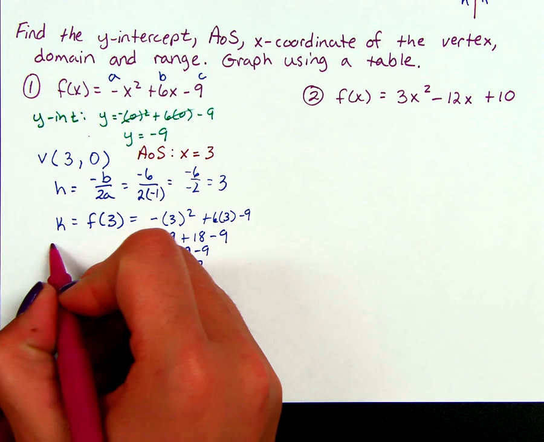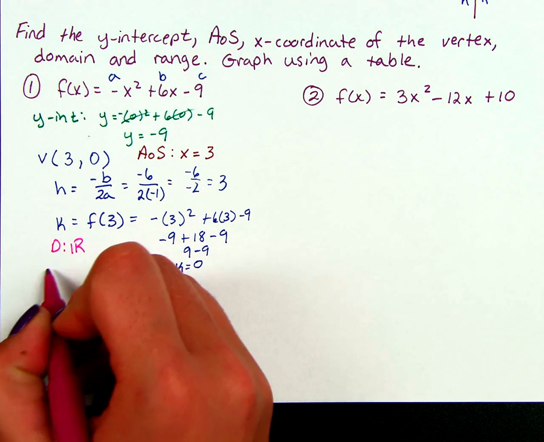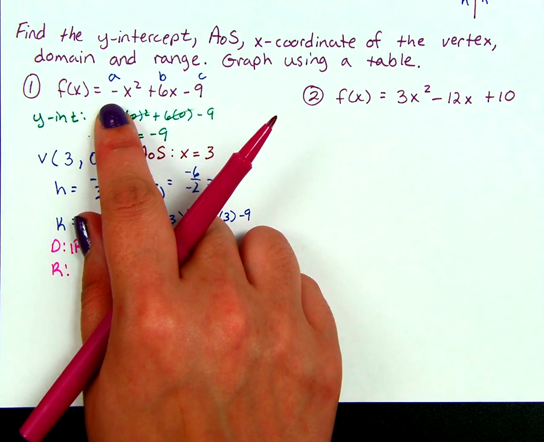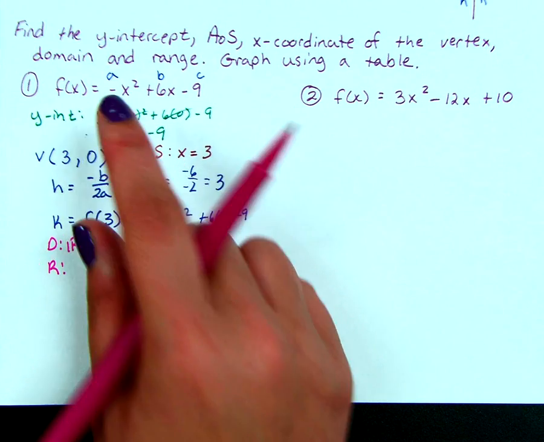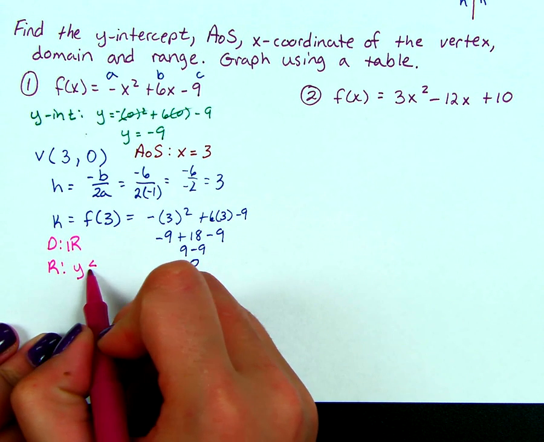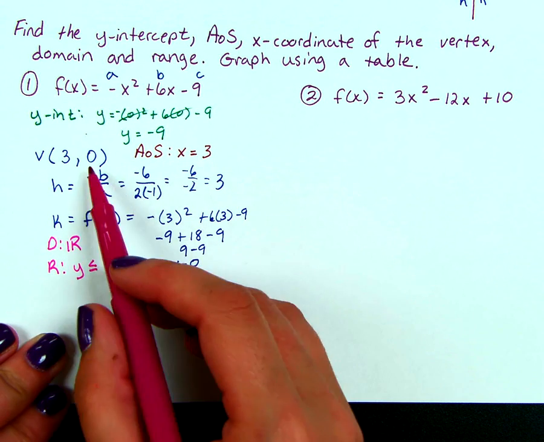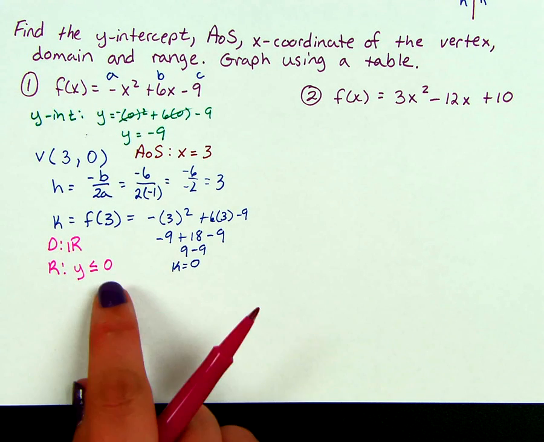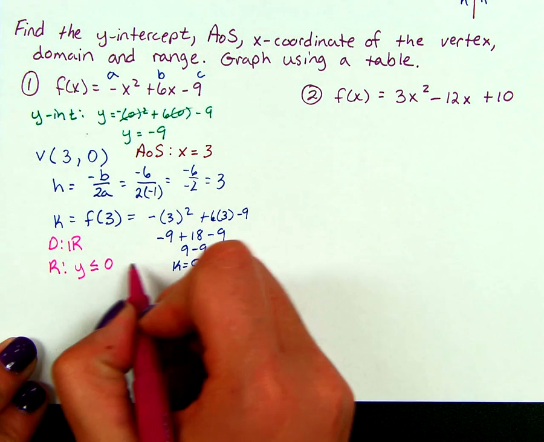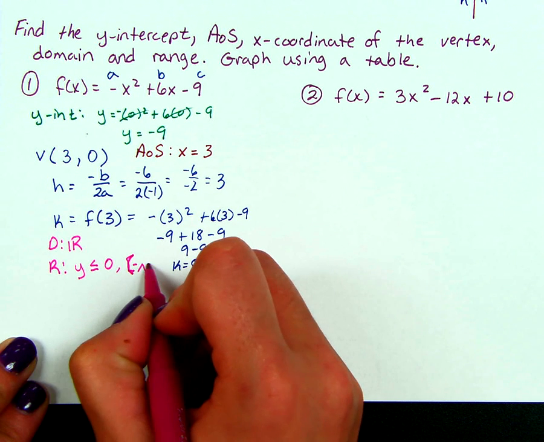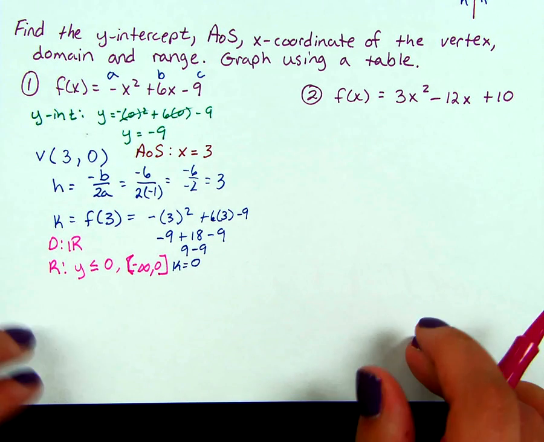Domain is all reals no matter what, and then our range depends on a. Since a is negative, that should tell us that our graph is going to open down. So we're going to need all of our y values that are smaller than or equal to our k, which is 0. Then we're going to switch that to interval notation. That means we're coming from negative infinity to 0, so we would write it as negative infinity with a parenthesis, and then 0 with a bracket because we're including it.